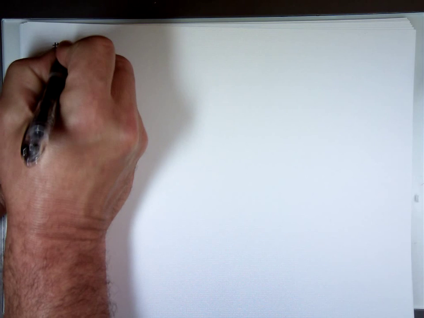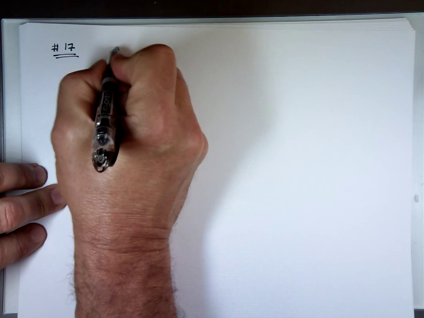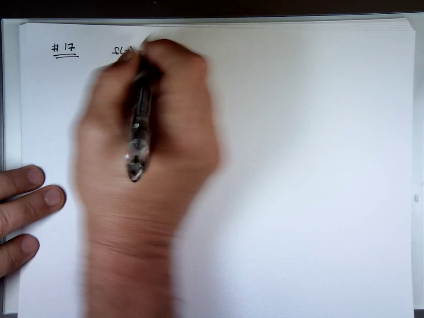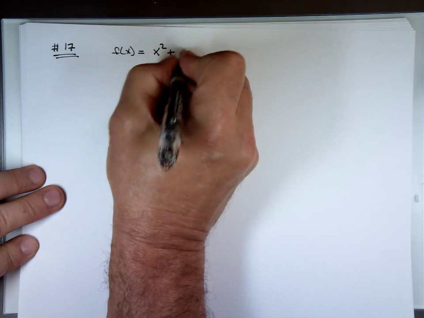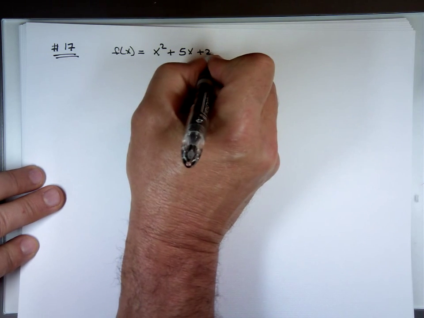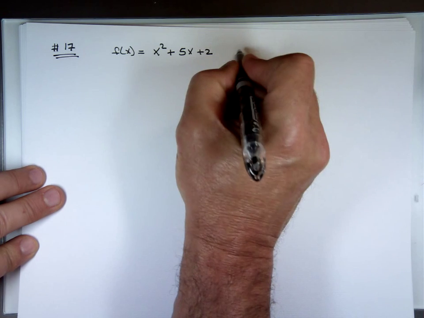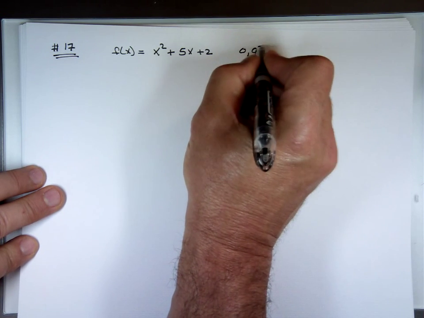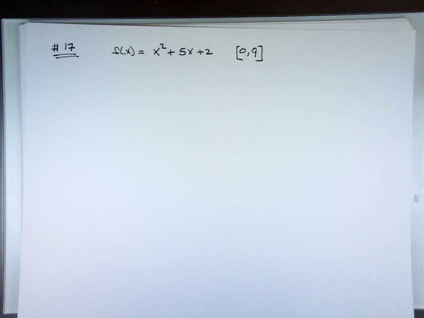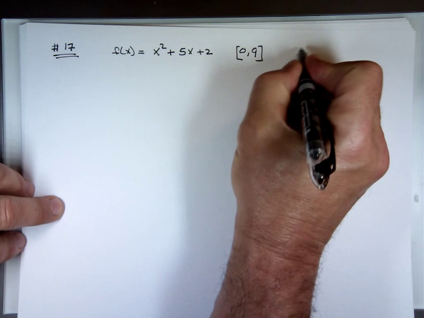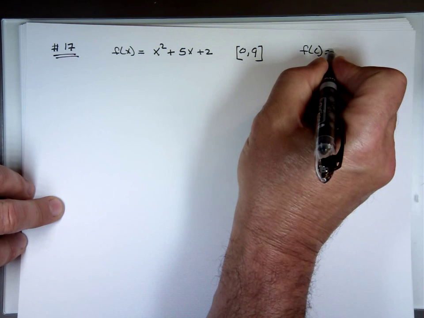Here's what we have for number 17. You have f of x equals x squared plus 5x plus 2. And this is good from 0 to 9. F of c equals 26. Okay. Let me explain to you where the 26 came from.